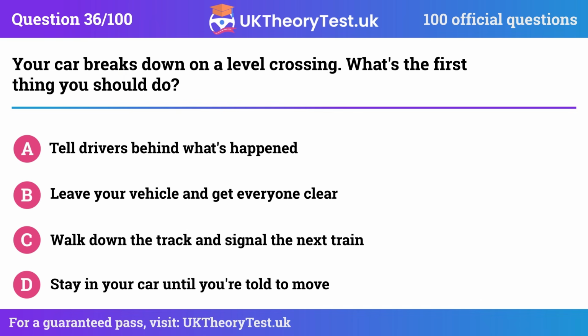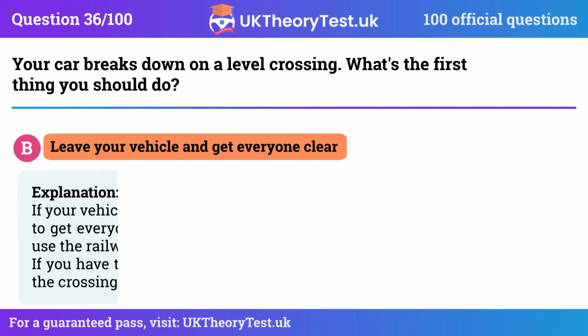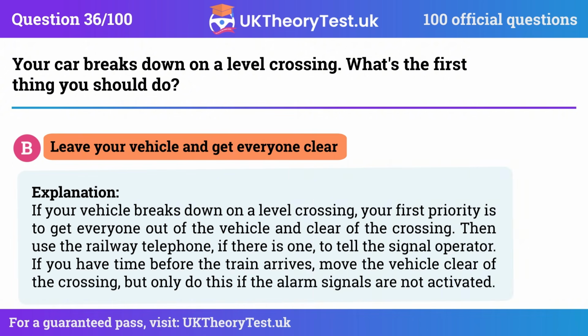The correct answer is B. Leave your vehicle and get everyone clear. Explanation. If your vehicle breaks down on a level crossing, your first priority is to get everyone out of the vehicle and clear of the crossing. Then use the railway telephone, if there is one, to tell the signal operator. If you have time before the train arrives, move the vehicle clear of the crossing, but only do this if the alarm signals are not activated.